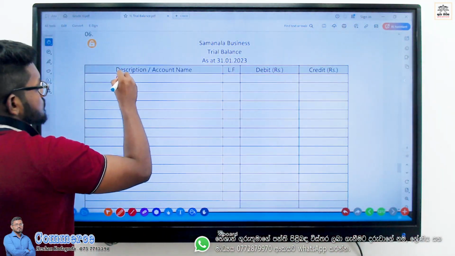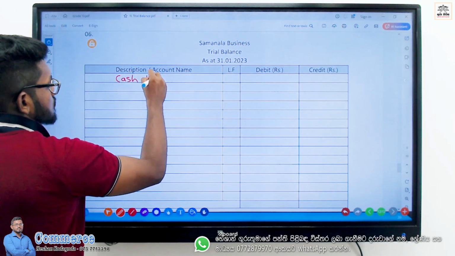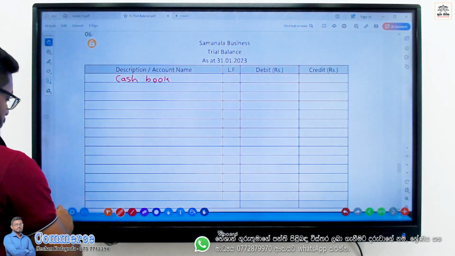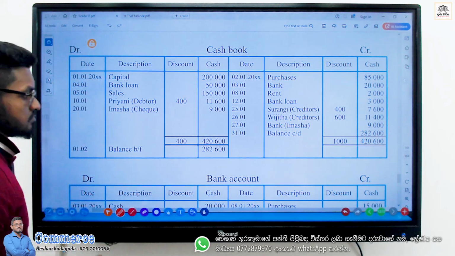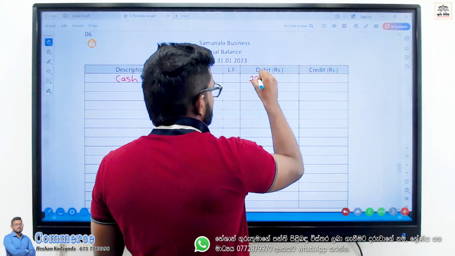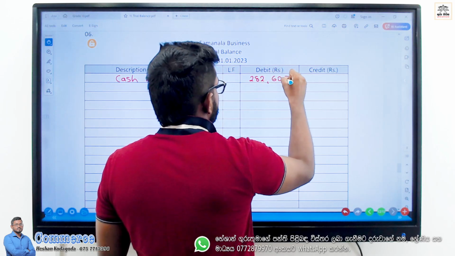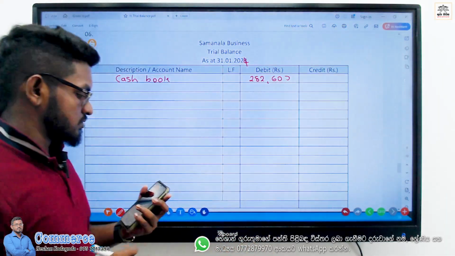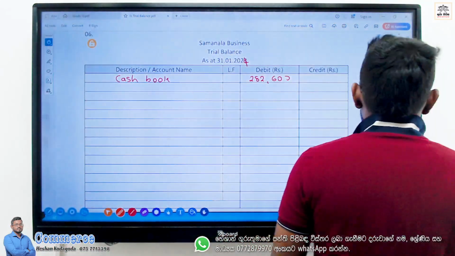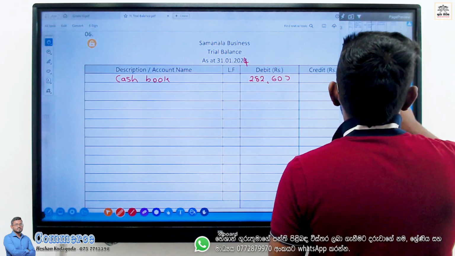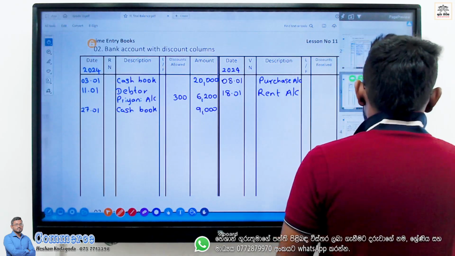Cash book, $282,600. Debit side. Correct it as 2024, right? Understand? Okay, right? 282,600. Now let's go to the bank account. Go to the bank account in here, right?